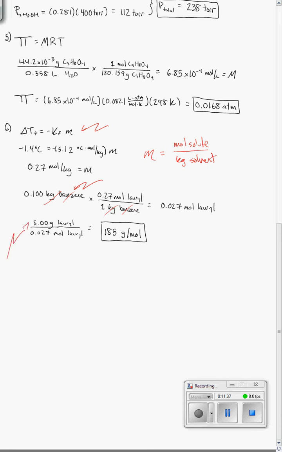We're also told our mass of our solute. We're told that we dissolved 5 grams of lauryl alcohol in our 0.1 kilograms of benzene. Key to remember here is that the units for molar mass are grams per mole. So if we know our grams and we know how many moles we have, we can solve for the molar mass. In the previous step, we determined how many moles we have. We've got 0.027 moles of lauryl alcohol. We're also told that we have 5 grams of lauryl alcohol, so we just divide one by the other and you get a total of 185 grams per mole.